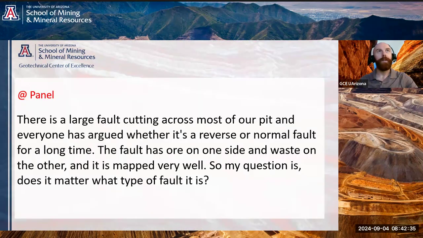This is one of the pre-submitted questions. There is a large fault cutting across most of our pit, and everyone has argued for a long time whether it is a reverse fault or a normal fault. The fault has ore on one side and waste on the other side, and it is mapped very well. So my question is, does it matter what type of fault it is? Very good question. I think we've seen this many times, some of us.